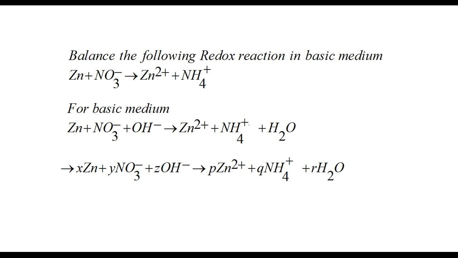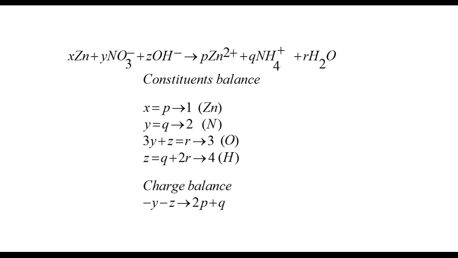After applying the coefficients, what we are getting is xZn + yNO3⁻ + zOH⁻ gives pZn²⁺ + qNH4⁺ + rH2O. Now again balance the constituents. For zinc we can see x must be equal to p. For nitrogen we can see that y must be equal to q. For oxygen we can see 3y + z equals r, and for hydrogen also we can see z must be equal to q + 2r.